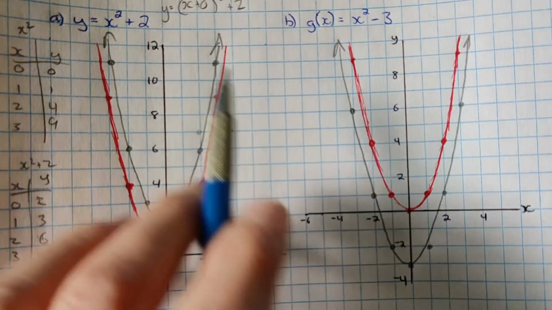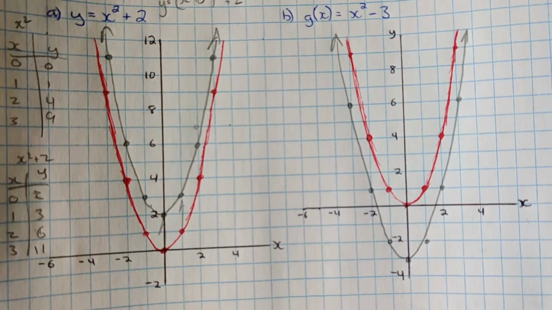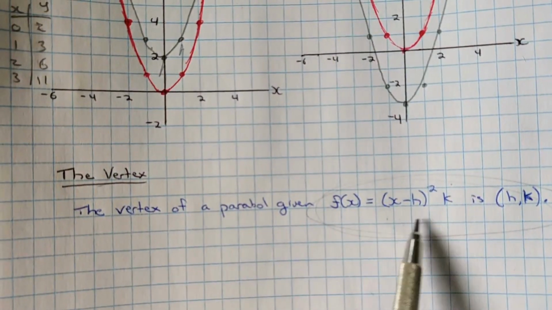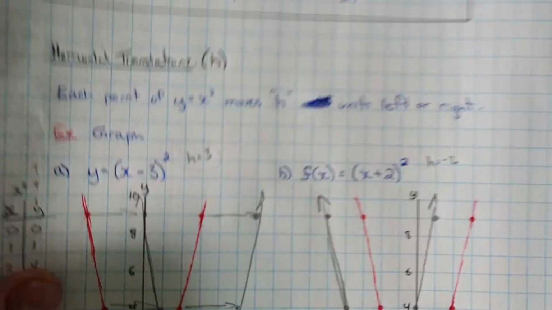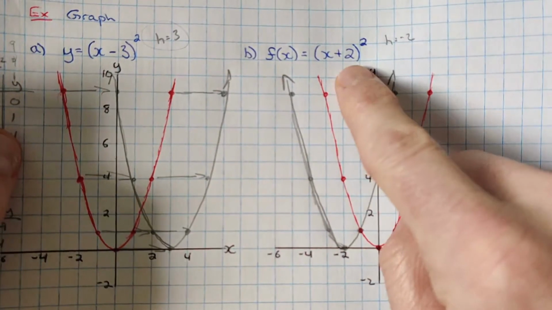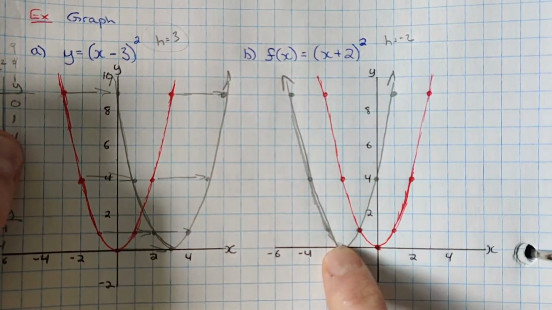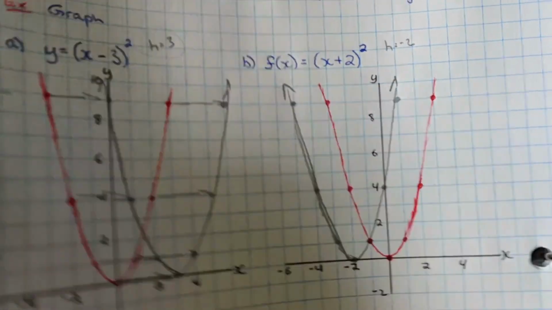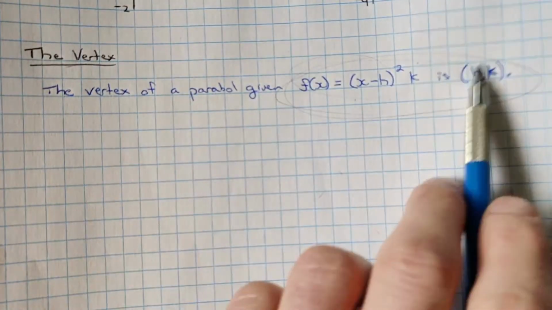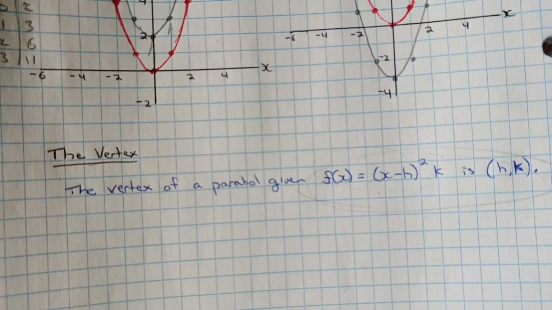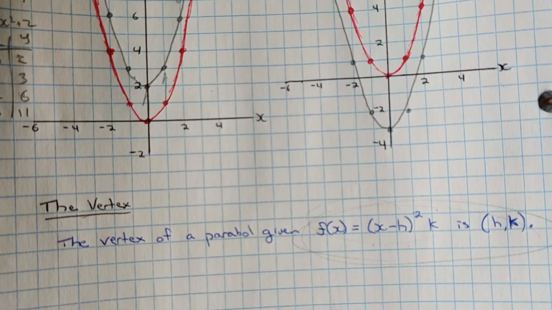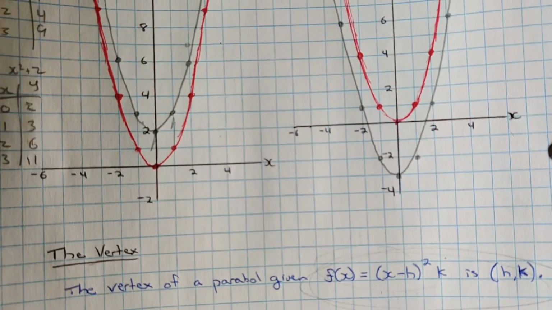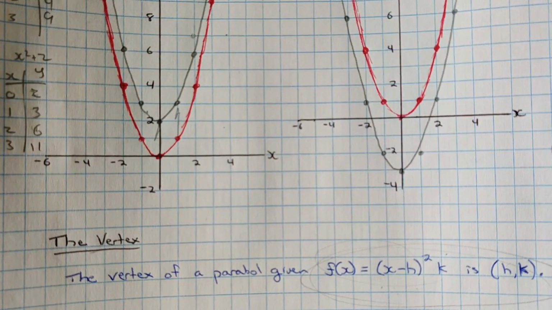So these hk values, they represent the vertex. Same idea over here, positive 2 plus 0. So that means negative 2 here, so negative 2 and 0. And so the hk value, that's the vertex of the parabola, just by looking at that equation. So there you have your different transformations using the HK translations.